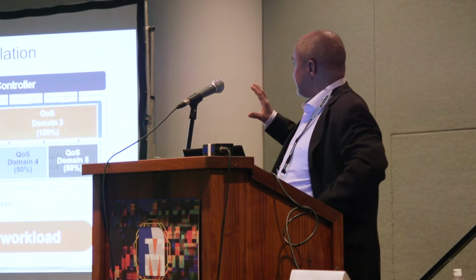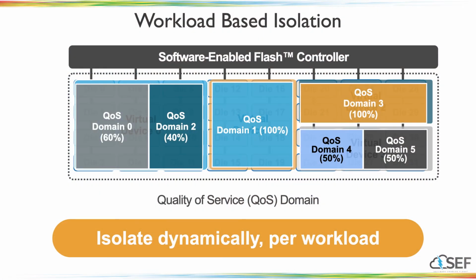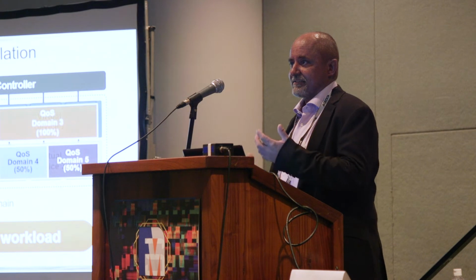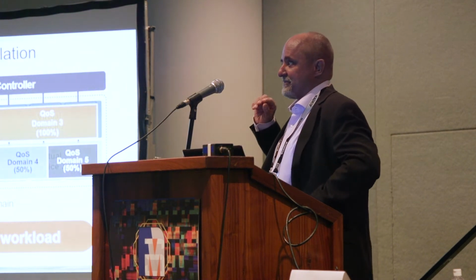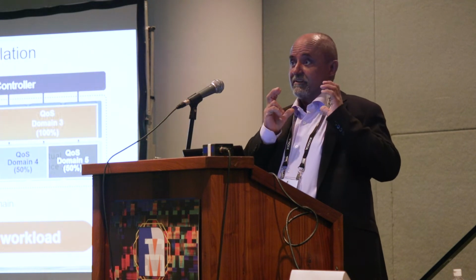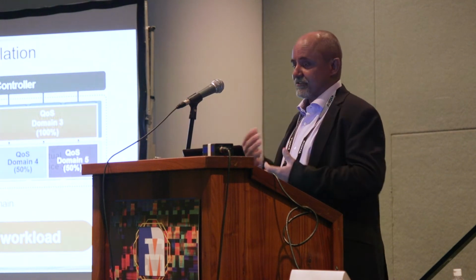On top of this very gross die-level hardware isolation, we have something called quality of service domains. These are a higher level of abstraction that allow the software to partition these individual hardware domains into even further isolated groups. The way to think about it is a quality of service domain is, say, a workload. This is going to be a database file. This is going to be the ephemeral storage for a virtual machine, something of that sort.